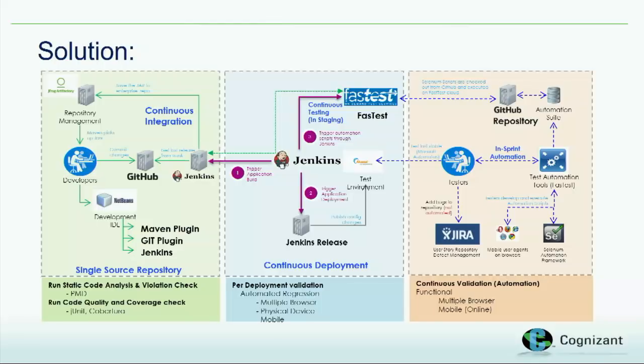We were using JFrog, but anything like Nexus or Continuum could be leveraged here. Even instead of Jenkins, you could use Cruise Control for Microsoft .NET, or Continuum again for Java as well. So that was our CI stack.